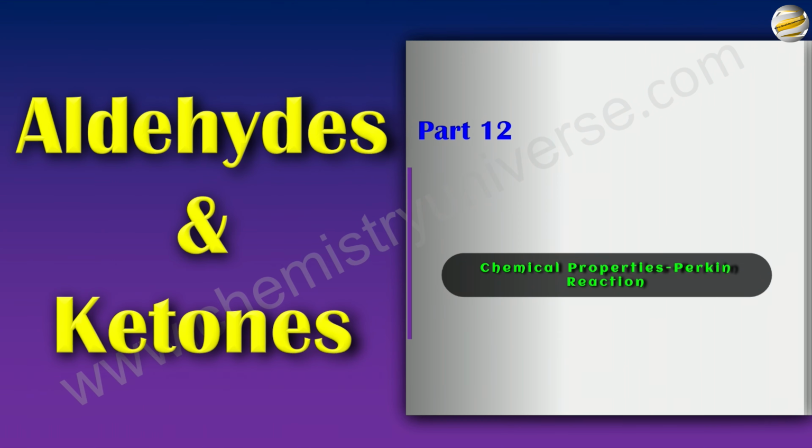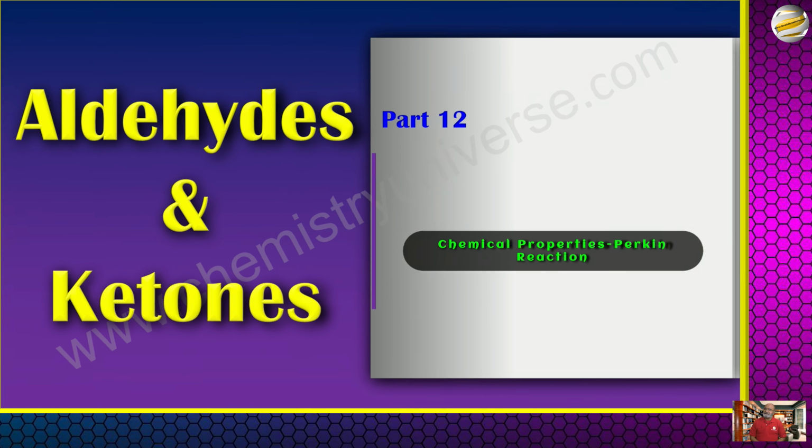This is video part 12 of aldehyde and ketone, and in this we are bringing you the chemical properties of aldehyde and ketone, and that is namely the Perkin reaction. So a Perkin reaction is very similar to an aldol condensation. Only thing is it uses different types of reactants, and of course the product is going to be different also, but the basic logic of the reaction remains pretty much the same. So let's get on with the video.